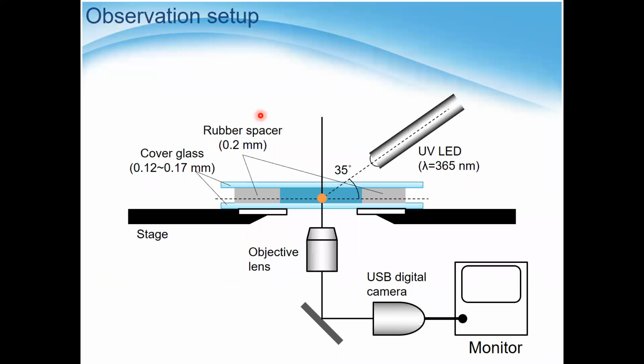And here is the observation setup. The basic setup is an inverted microscope, and we prepare the glass cell. The cover glass was sandwiched with a rubber spacer, and then you could observe the motion of the droplet, and a UV LED was illuminated from the top side of the microscope at some oblique angle.